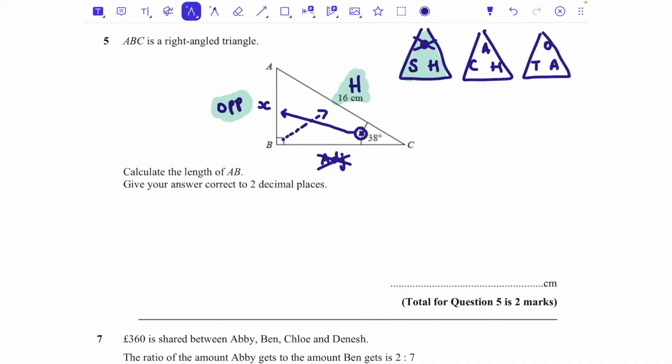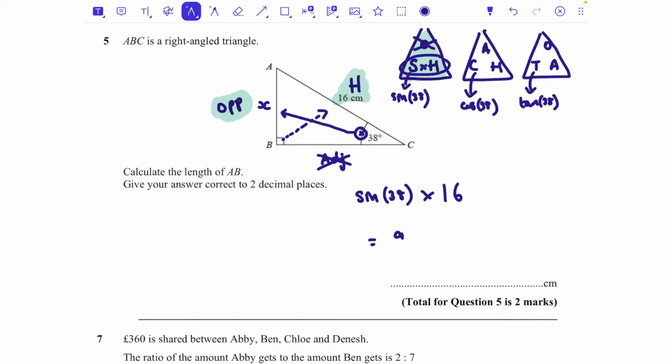So if I cover up the opposite, which is what we're trying to work out, I'm left with S times H. Now remember, the S stands for sine of the angle, which in this case is 38. The C stands for cos of the angle, and the T stands for tan of the angle. So whichever one you're using, you just use sine, cos or tan, and the angle goes in that. And then here we're doing S times H, so sine 38 times by H, that's the relationship I've got there, which is 16. So you can either type that as 16 sine 38 in your calculator or sine 38 times 16, doesn't make a difference which way round.